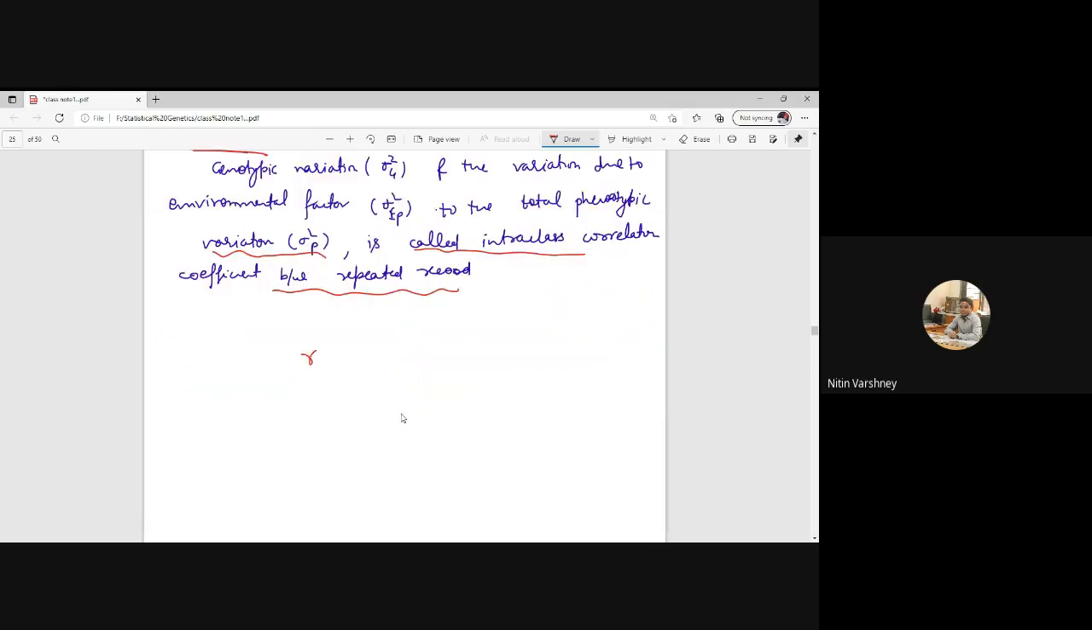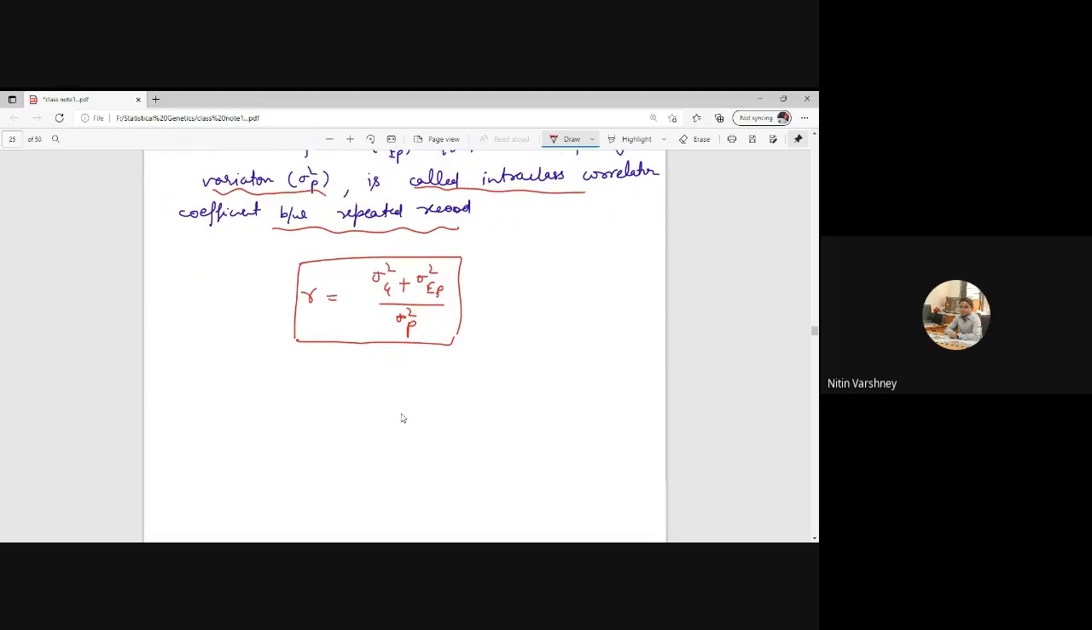So repeatability is nothing but a correlation only. It is an association, that R is equal to sigma square G plus sigma square E permanent effect divided by sigma square P. So this is the fraction of genotypic variance and phenotypic environment effect that is permanent to the phenotypic effect. And what is the range of intra-class correlation coefficient?